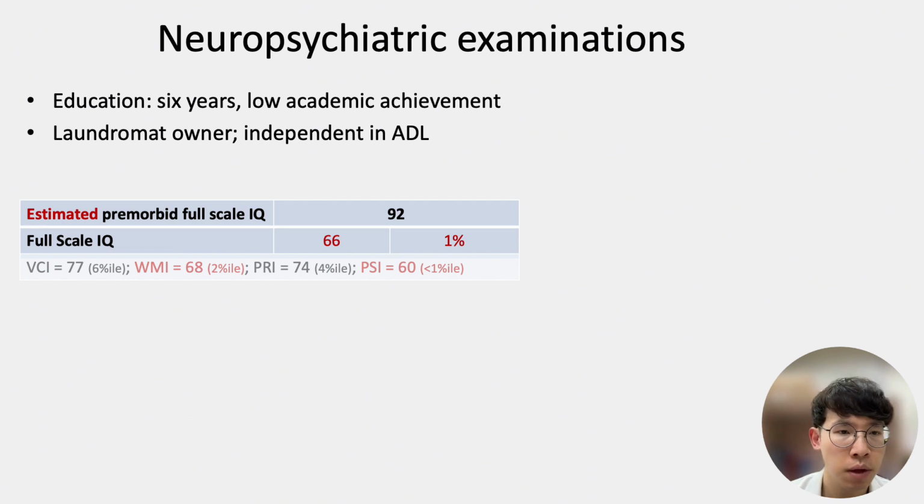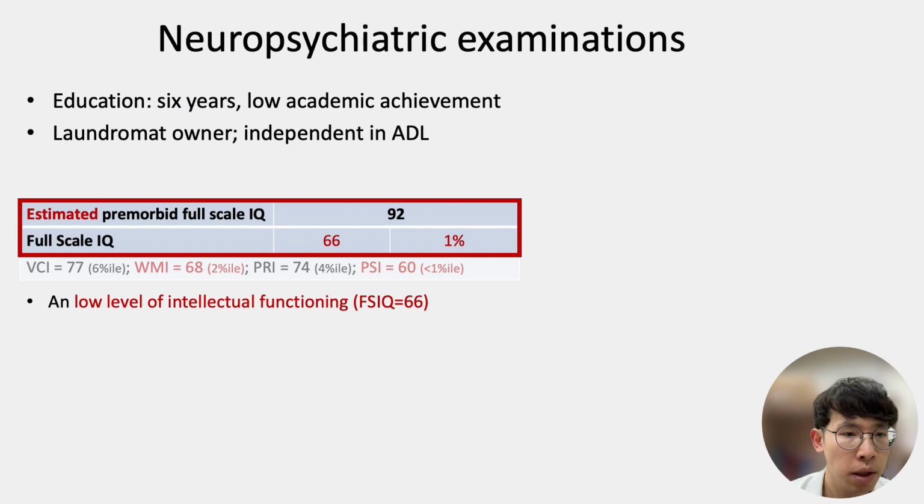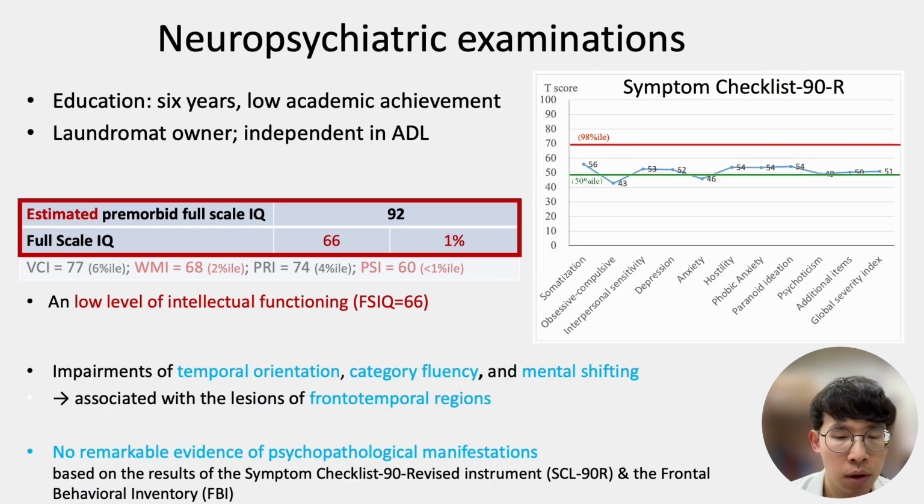These are the results of his neuropsychiatric examinations. Our patient had 6 years of education with low academic achievements. He was a laundromat owner and was independent in activities of daily living. His estimated IQ was 92, but instead he had a full-scale IQ of 66, which was in the first percentile. This means that he has a low level of intellectual functioning.